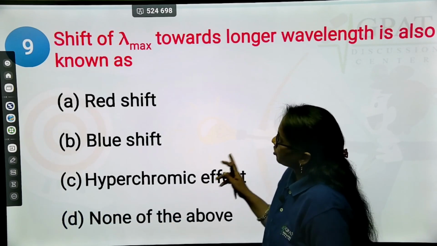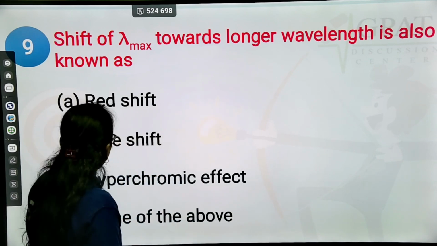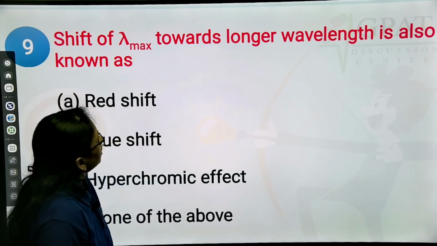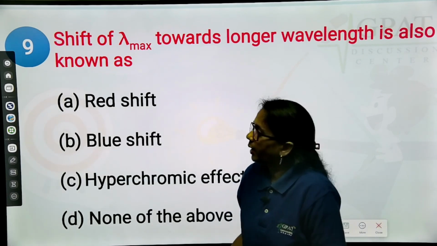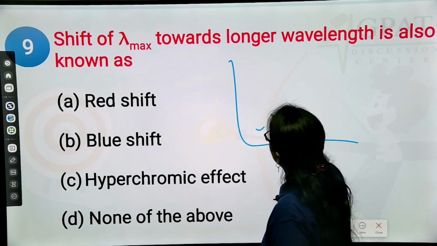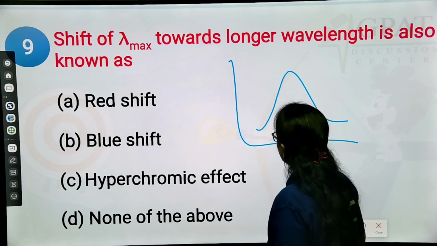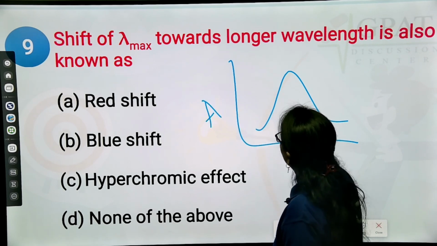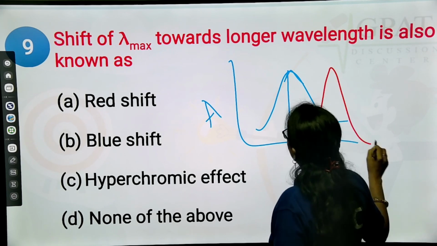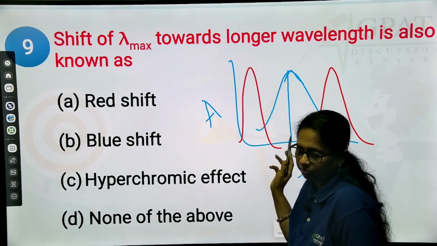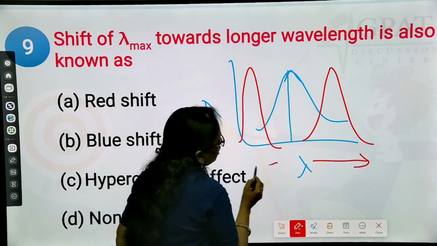And next question, shift of lambda max. Again, the question is related to the shifting of the lambda max towards the longer wavelength, which is also known as. So if you observe the lambda max, that means the graph, whenever you are going to see this, is a normal bell-shaped curve that we expect, lambda versus absorbance. So whenever there is shifting of lambda max, you are going to observe it towards the right side or left side, that means towards the longer wavelengths or shorter wavelengths.